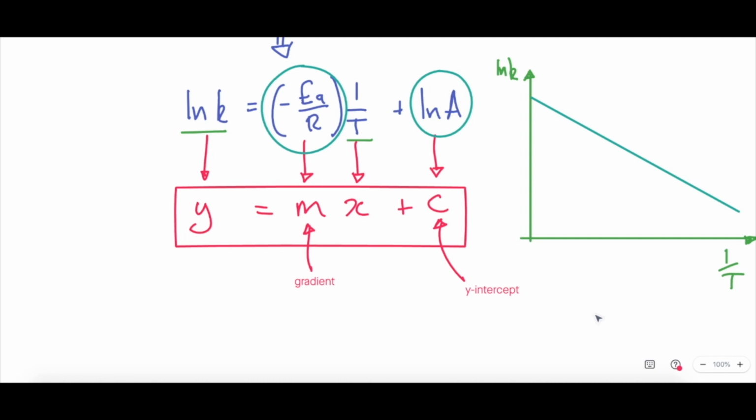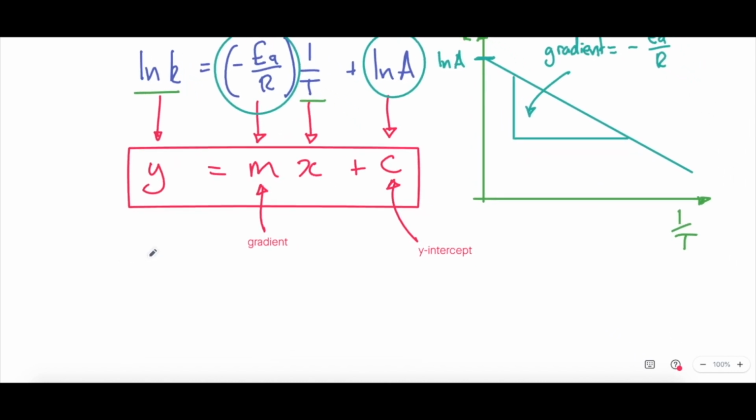So in an exam, they might give you values and ask you to plot a graph of ln k against 1 over T. So your y-intercept would be this point here. You get that point there and you know that that point is ln A. And from your graph, you can also work out the gradient, which you know will be, according to this equation, minus activation energy over the ideal gas constant.